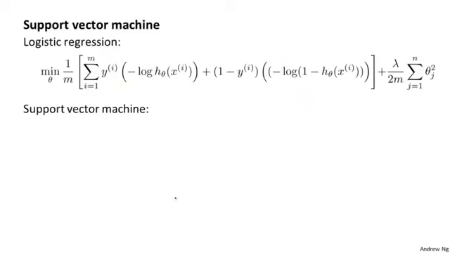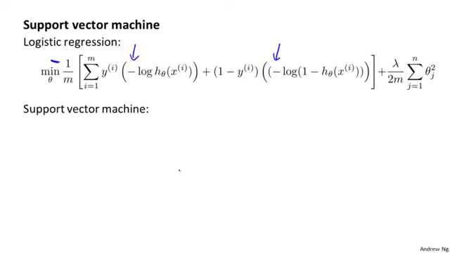Here's the cost function J of theta that we had for logistic regression. In case this equation looks a bit unfamiliar, it's because previously we had a minus sign outside, but here I instead moved the minus signs inside this expression, so it just looks a little bit different.